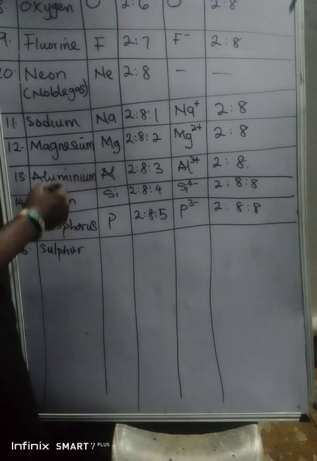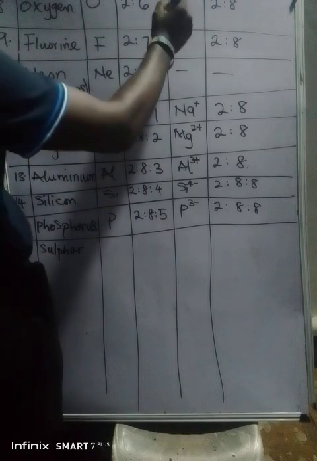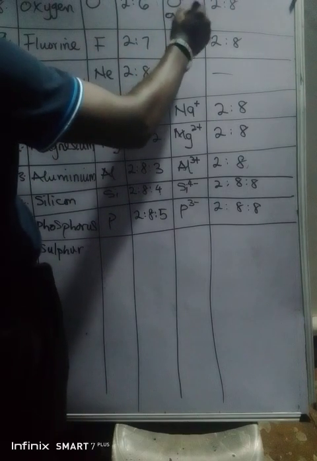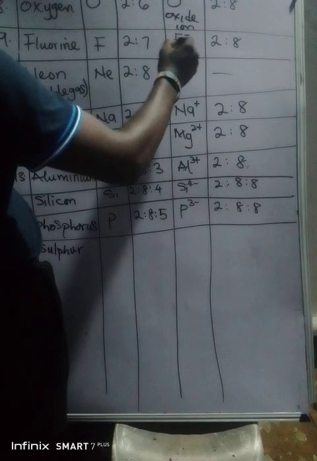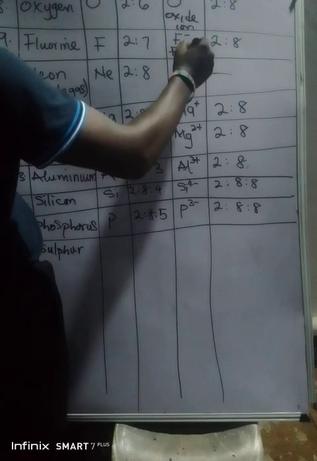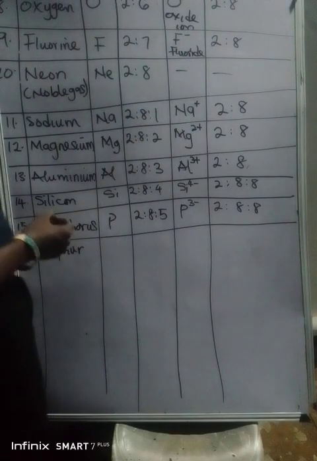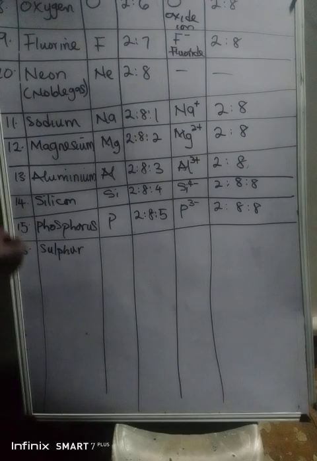Now mind you, let me tell you, the oxygen ion is called the oxide ion. What did I call it? Oxide ion. This one they call the fluoride ion. What do I call it? Don't call it fluorine. Fluoride. They have special names.